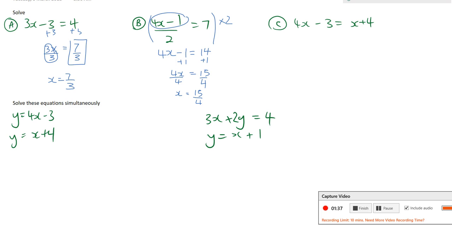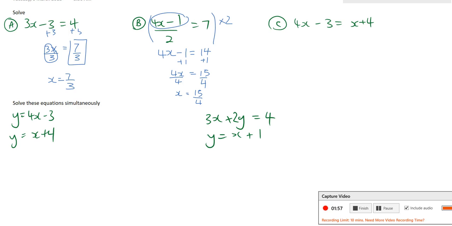Okay, that answers no. This is what I want to get onto today for most of you guys. I want to get onto questions like C. How are we going to answer a question like C? We've got x's on both sides of our equal sign. How are we going to do that?